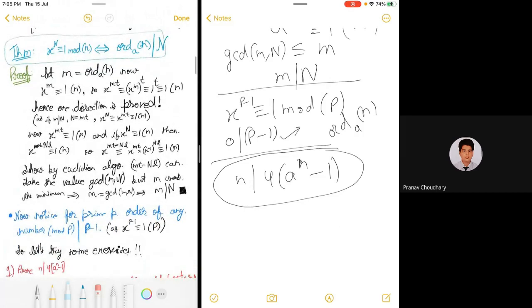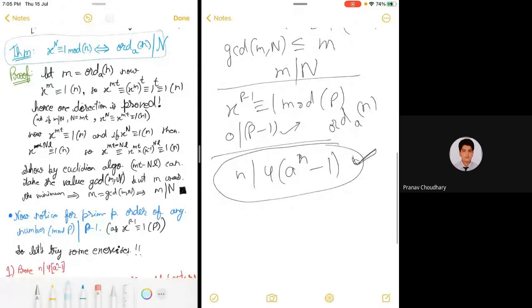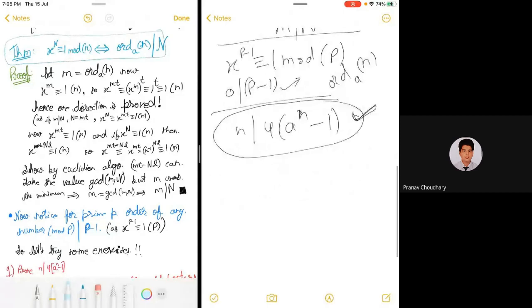So try proving this. Yeah, so if we assume the order of a mod n is, let's say, x, then that means x divides n. Yes. So n can be written like x times m.